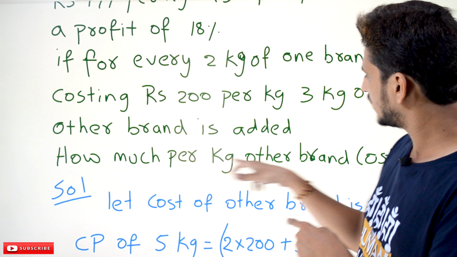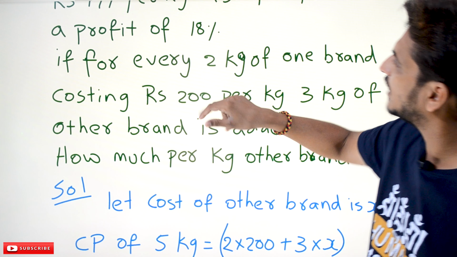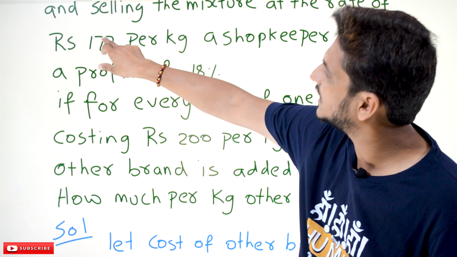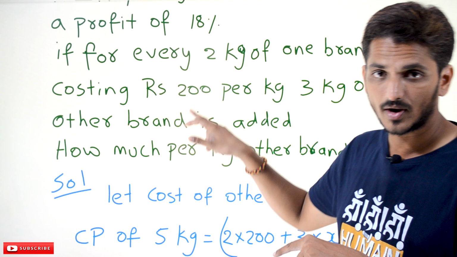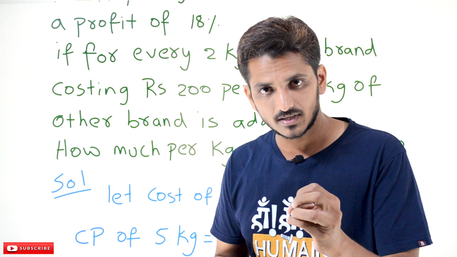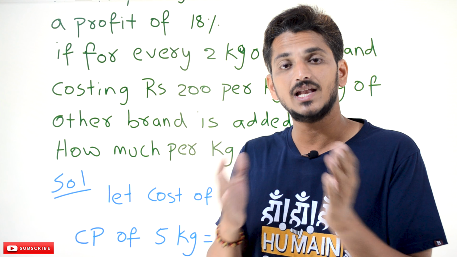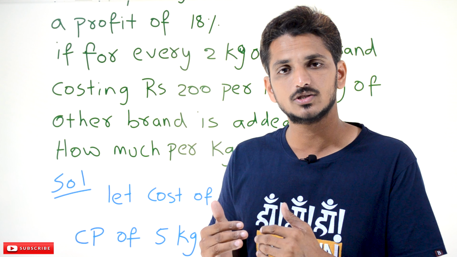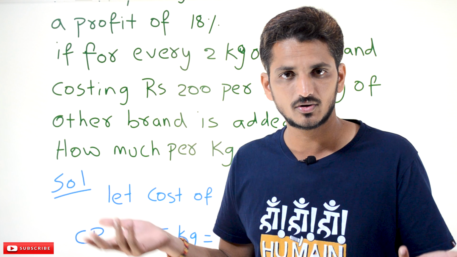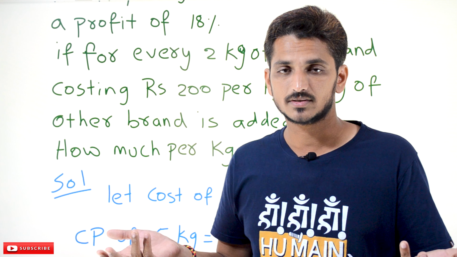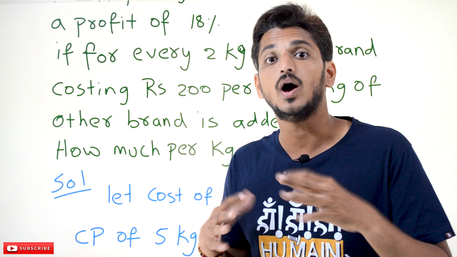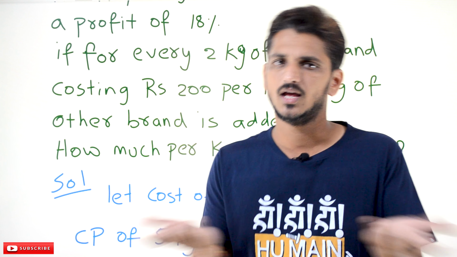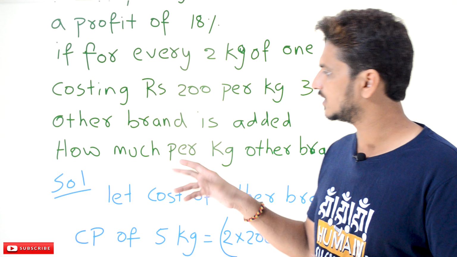So here we have to identify the brand cost. Here gain has been provided, selling price has been provided, and one of the brand costs has been provided. So gain percentage, what is that? Selling price minus cost price divided by cost price multiplied by 100, we are going to get the gain percentage. Gain is provided, selling price is provided. If you identify the cost price, you get the solution.